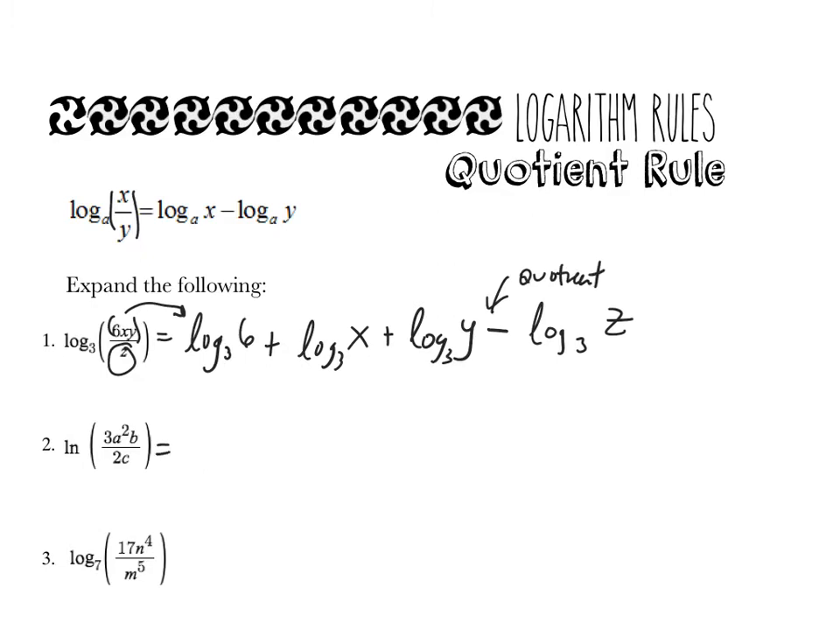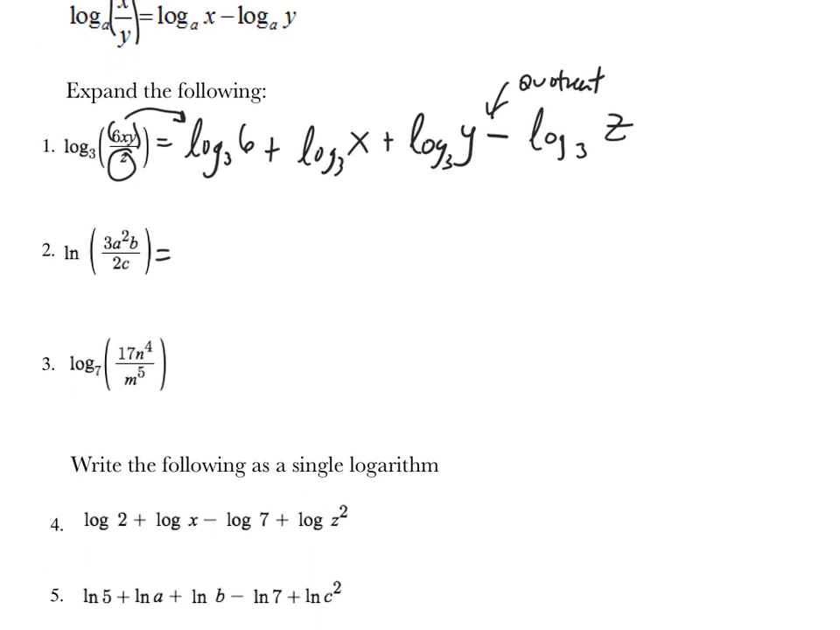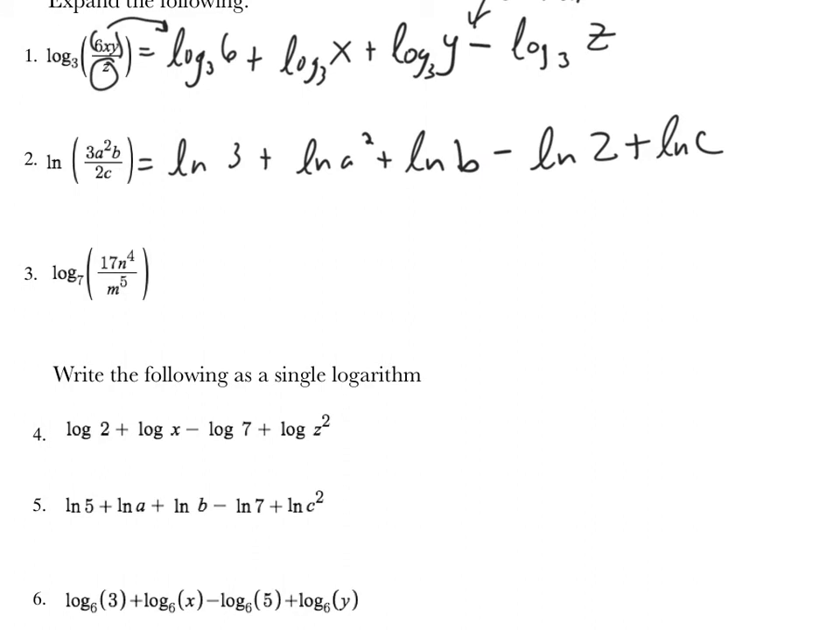Looking at number 2, we have natural log of 3 plus natural log of a squared plus natural log of b minus natural log of 2 plus natural log of c. For number 3, log base 7 of 17 plus log base 7 of n to the 4th minus log base 7 of m to the 5th.